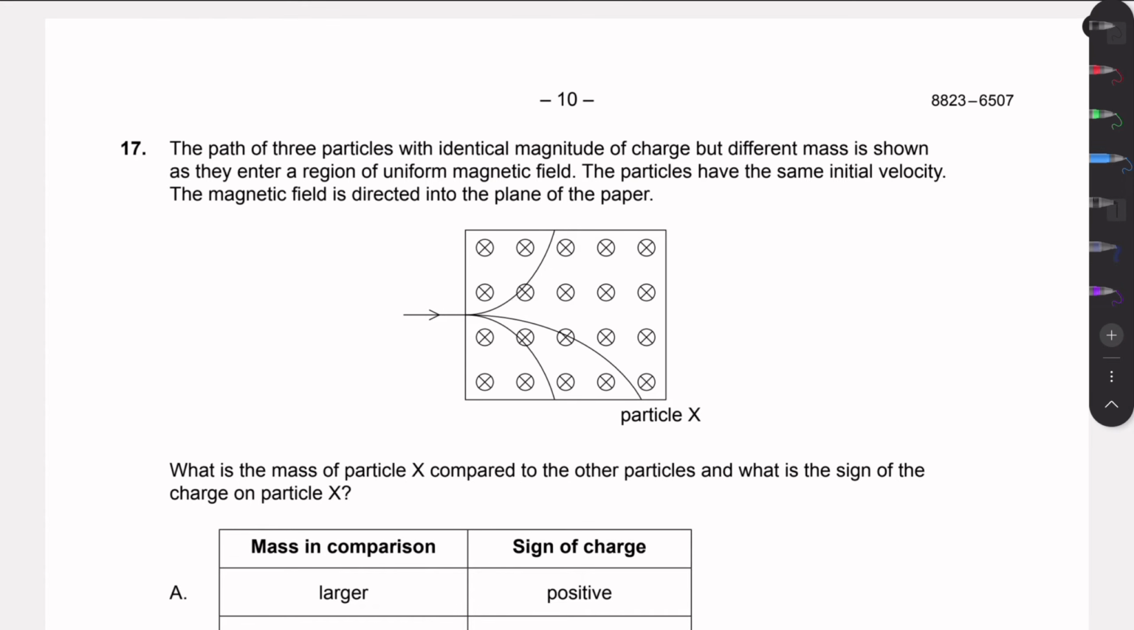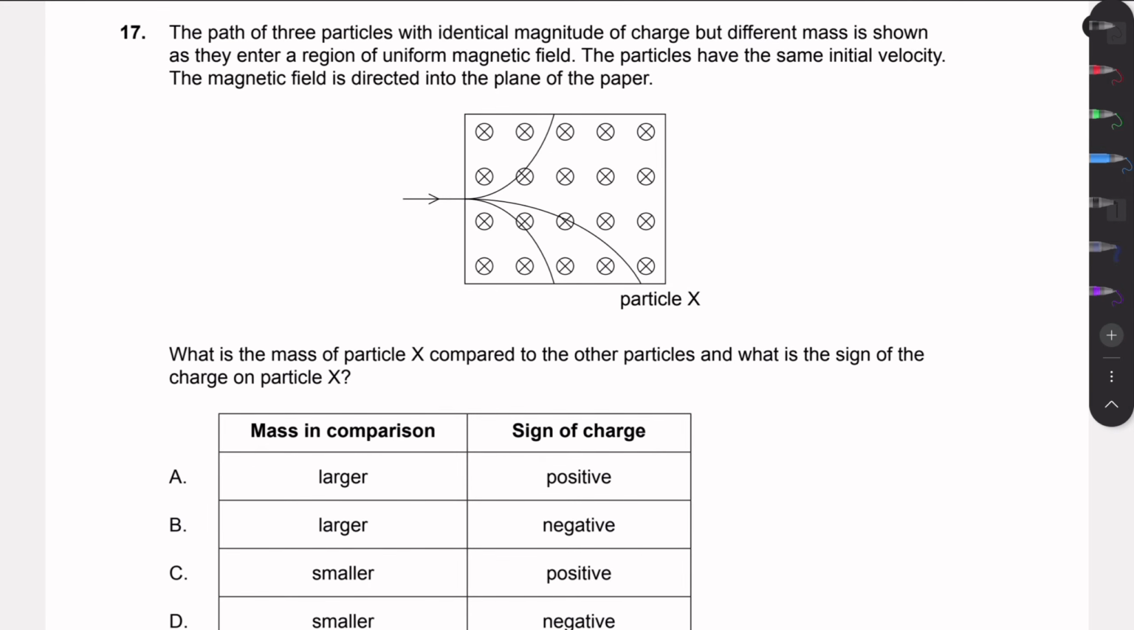Alright, and then question 17. So 3 particles with identical magnitude of charge but different mass are shown as they enter a region of uniform magnetic field. Same initial velocity. The magnetic field is into the plane of the paper, and we need to say the mass of particle X and the sign of the particle.